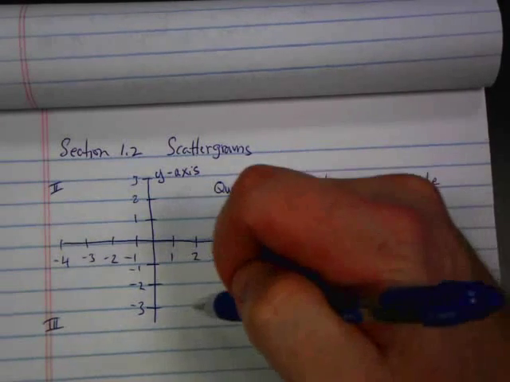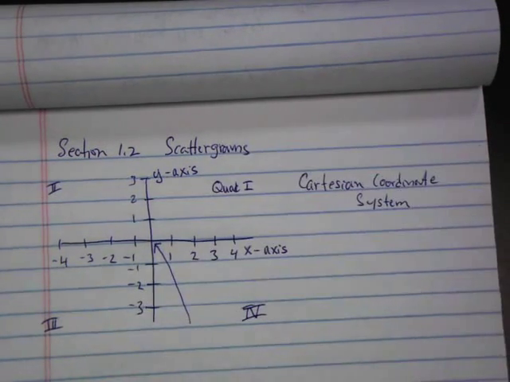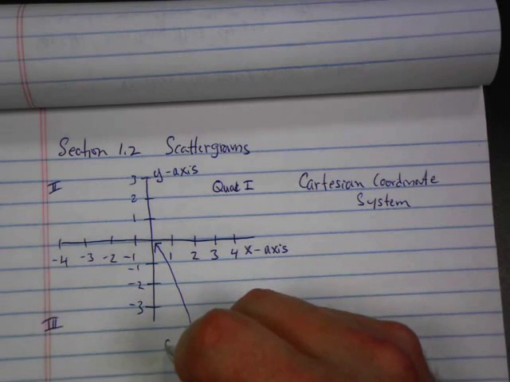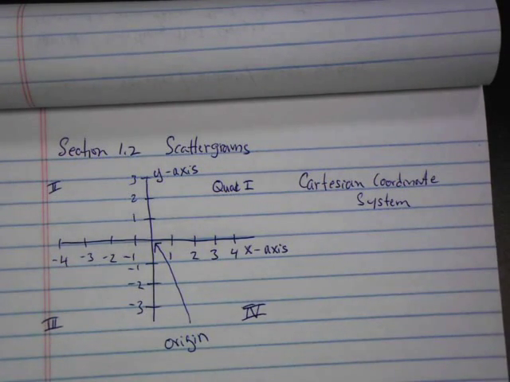One thing that's talked about in the book, there's a special name for that point right there. What's that called? The point where they cross. That one's called the origin. The starting point, the origin.